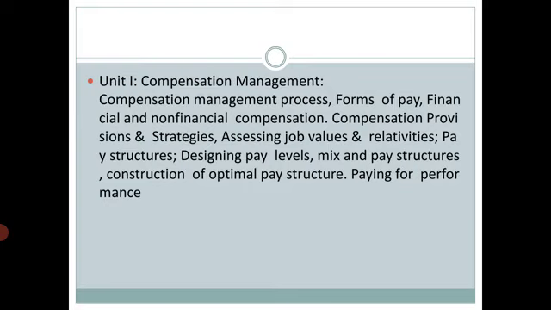Compensation management process, forms of pay, financial and non-financial compensation provisions and strategies, assessing job values and relativities, pay structures, designing pay levels, mix and pay structures, constructions of optimal pay structure, paying for performance, etc.